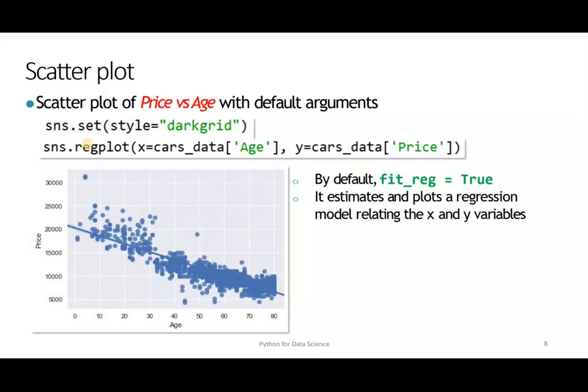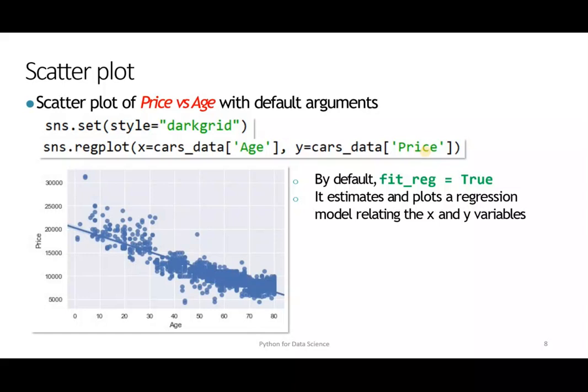Now you can see that regplot stands for regression plot, and inside the function you have to specify the variable for the x-axis and y-axis. Because it is going to be the scatter plot of price versus age, we need to give age under the x-axis and price under the y-axis. So we can check how price varies with respect to the age of cars. Here you can see that I have accessed the age variable from the data frame cars_data. Similarly, I have accessed the price variable from cars_data.